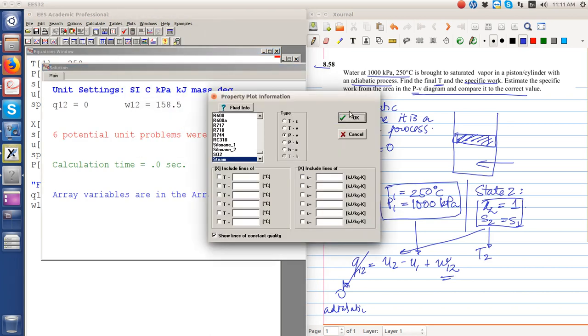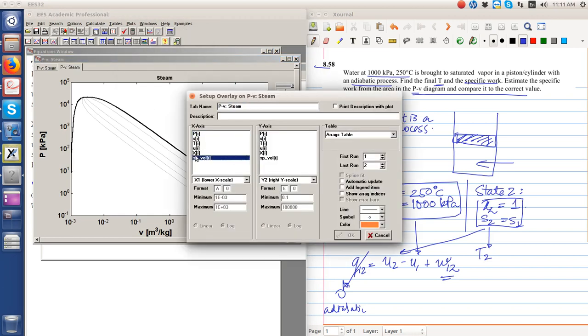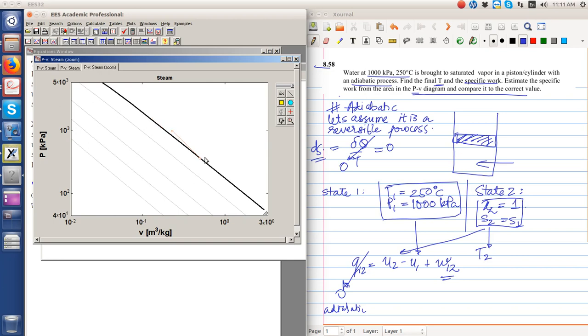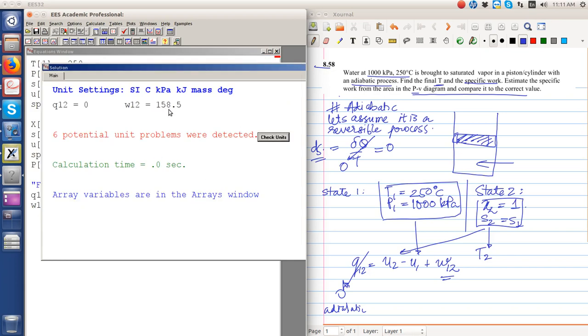Plots, property plots, steam plots, overlay plot, the x-axis specific volume, on the y-axis the pressure. So this is the process. To find out the work done, we must simply find out the area under the curve. I'll leave that exercise to you as homework. Regardless, it should come out as 158.5 kilojoules.